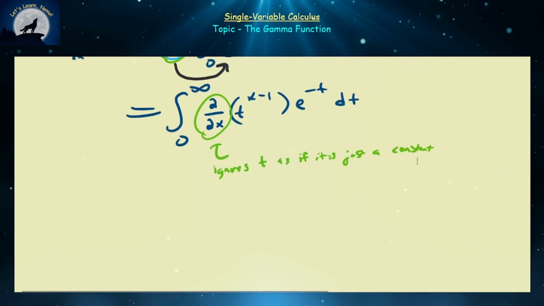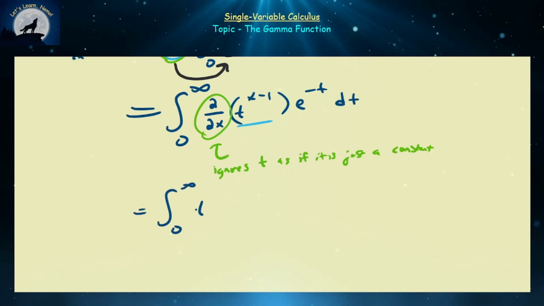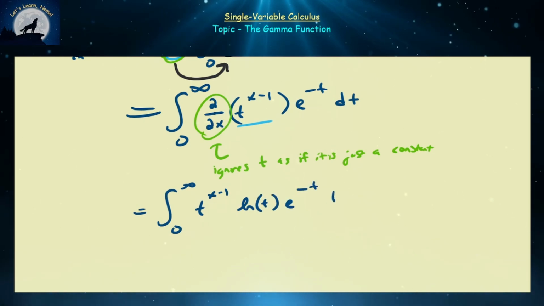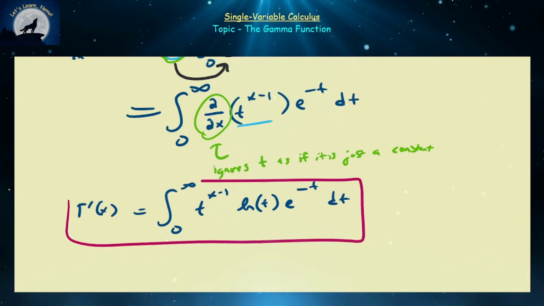So we can say, okay, well, what is the derivative of t to the x minus 1? So t is just a number, like 2 to the power of x minus 1. Well, that's just the derivative of an exponential function, which we already know is going to be t to the x minus 1 times the natural log of the base, times e to the minus t dt. So that is the derivative of the gamma function.